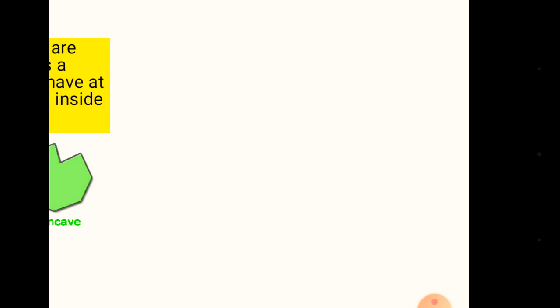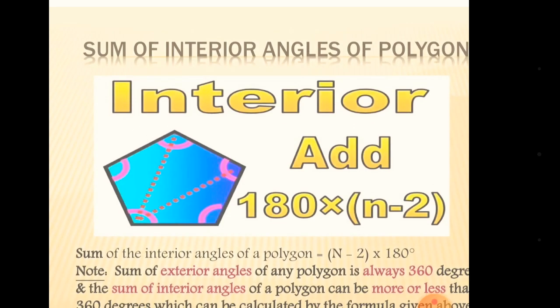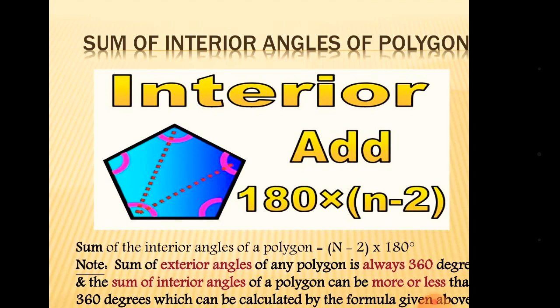Now moving ahead, we will talk about the sum of interior angles of a polygon. For any polygon, you can easily find the sum total of all interior angles using this formula: 180 into n minus 2. So 180 multiplied by n minus 2. The sum of all the interior angles of a polygon is n minus 2 into 180. In place of n, you will keep the number of sides.